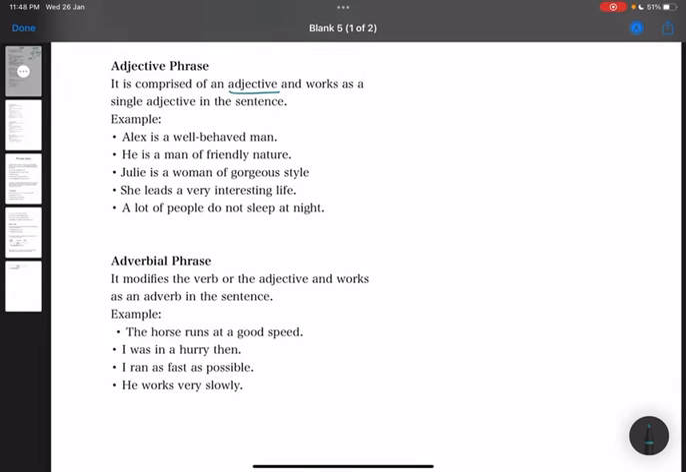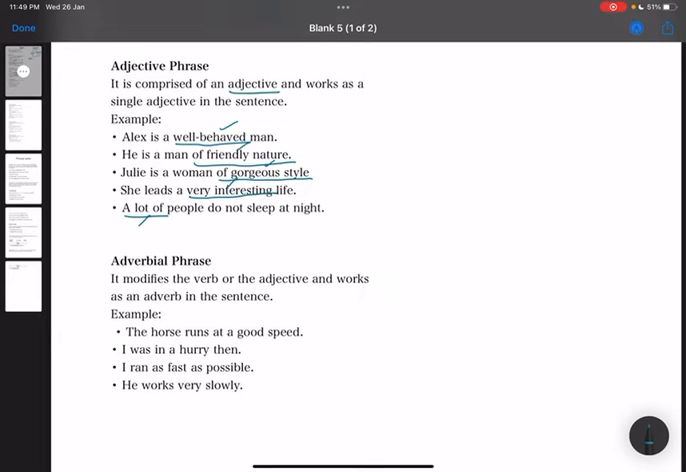For example, Alex is a well behaved man. He is a man of friendly nature. Julie is a woman of gorgeous style. She leads a very interesting life. A lot of people do not sleep at night. Again, so basically, well behaved, friendly, gorgeous, very interesting, a lot. These are all adjectives which are being used in a sentence, and we pick the adjacent words and we call it adjective phrase. Now coming to the adverbial phrase.